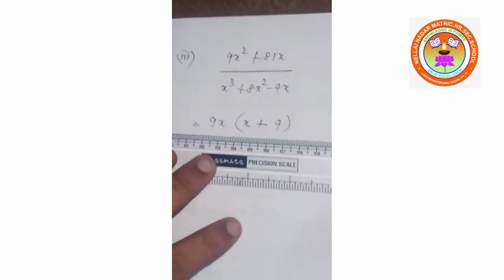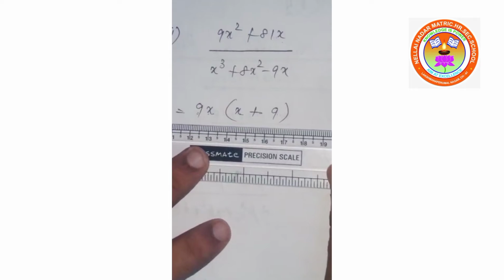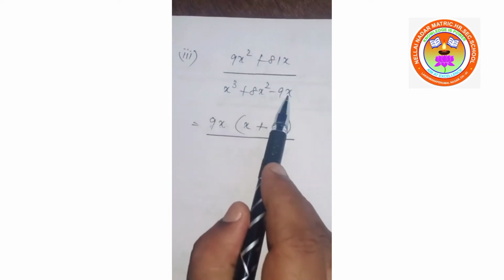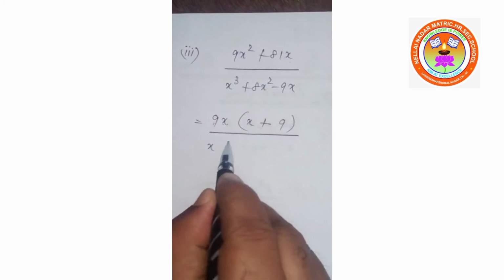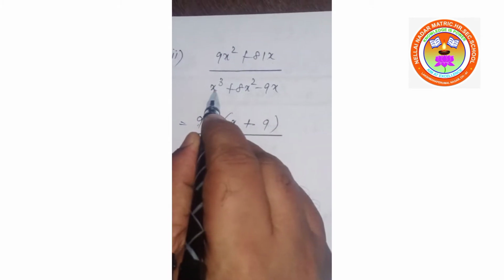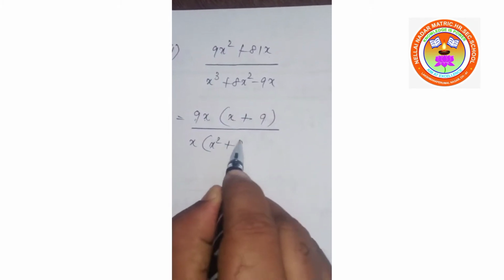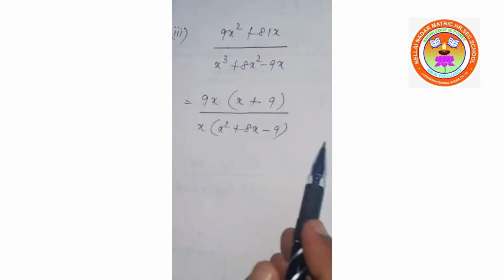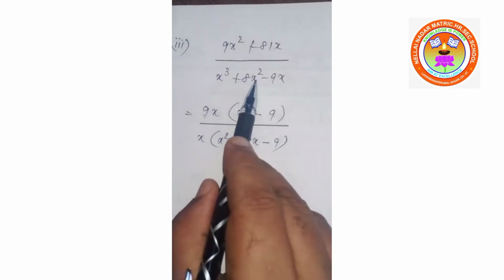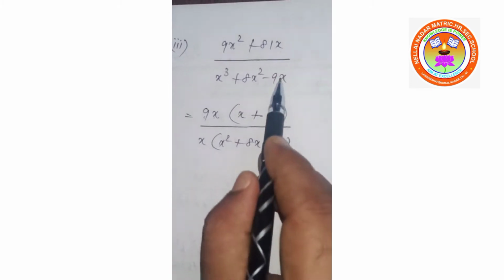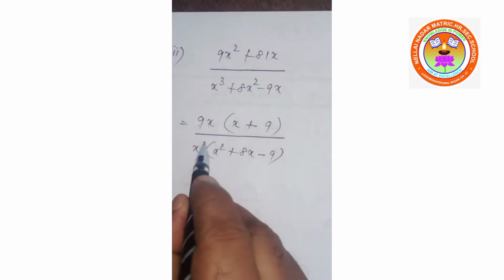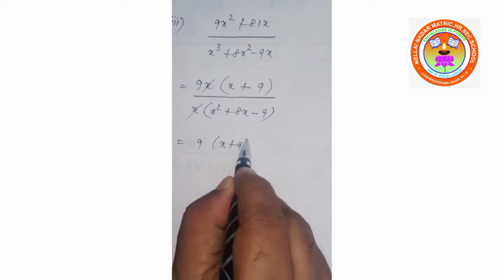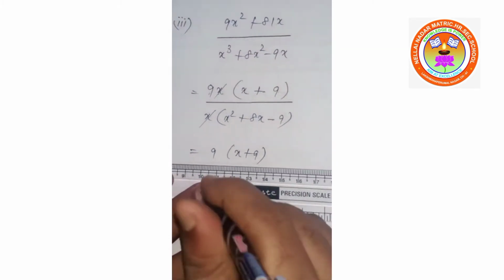The denominator, which one is common? X cube, x squared, x. Which one is the least? X. Take x as common. After taking x as common, you have to write x squared plus 8x minus 9. Correct? X into x squared, x cube. X into 8x, 8x squared. X into 9, 9x. X cancelled. 9 into x plus 9, divided by.